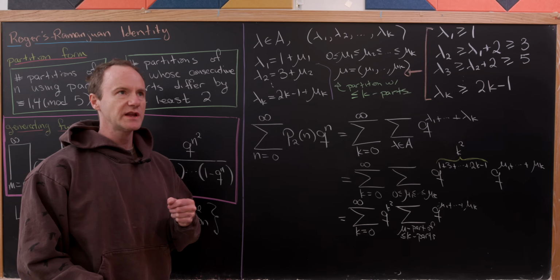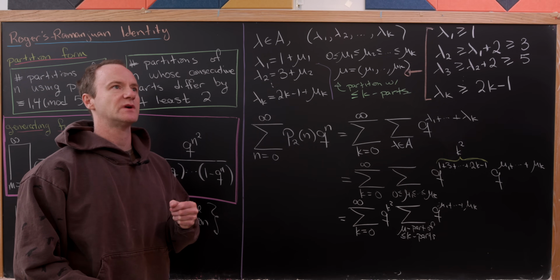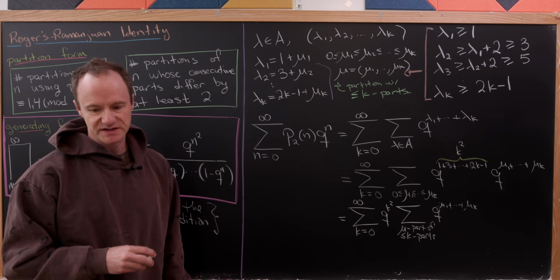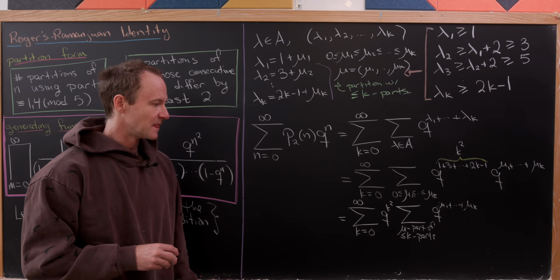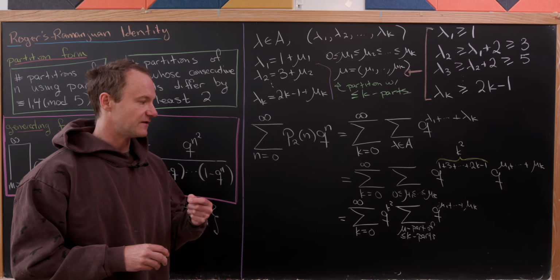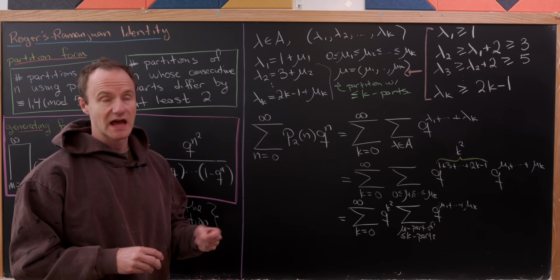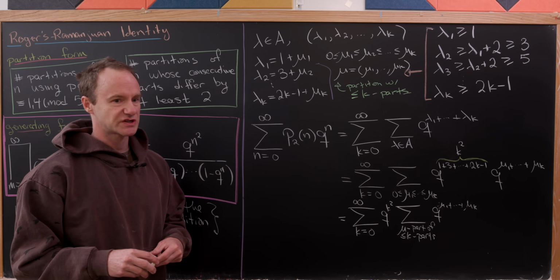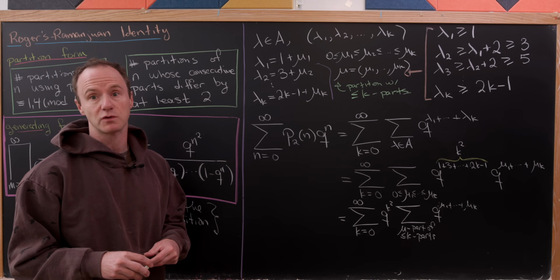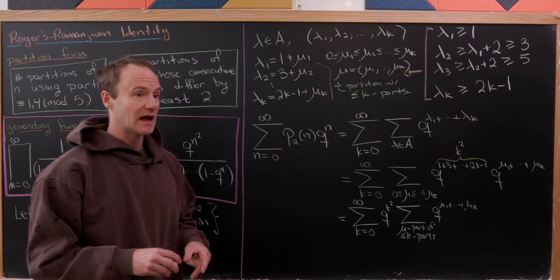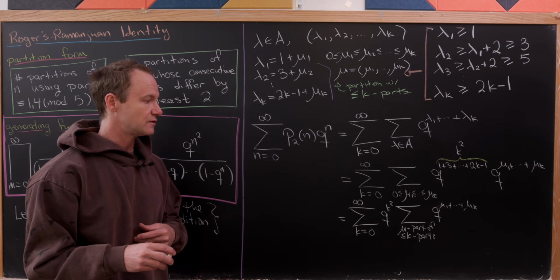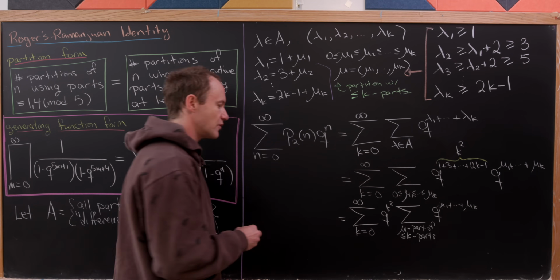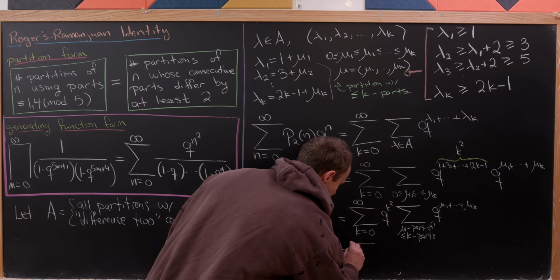But now we're going to use this fact that we used when we were proving the generating function for the number of partitions in general, and that is the number of partitions of n with less than or equal to k parts is the same thing as the number of partitions of n whose largest part is less than or equal to k. And the number of partitions of n whose largest part is less than or equal to k has a generating function that we wrote down before. And so that allows us to do that.